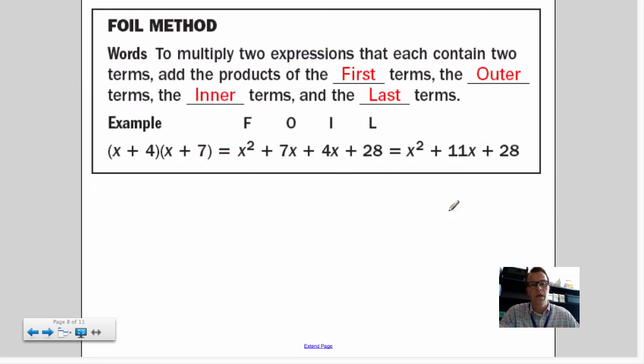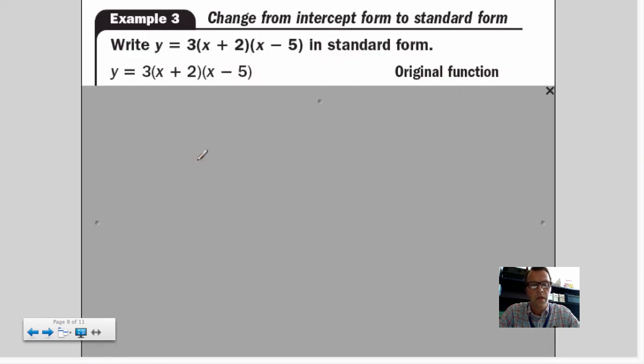Nice job. So lastly, we want to be able to switch between forms, and so to do that, a lot of times we have to FOIL. So FOIL, again, just a reminder, is first terms get multiplied, then the outer terms, then the inner terms, then the last terms. I like drawing arrows. x times x, x times 7, 4 times x, 4 times 7. FOIL. And so here, just to speed things up, and my handwriting is so poor, I'm going to show you how to expand.